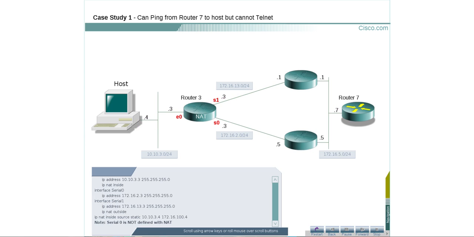Why does ping work? A router sending an ICMP echo looks for an ICMP echo reply which has the same ICMP identifier value of the ICMP echo request. If it receives one, then the ping is successful. It doesn't matter what the source IP address of that packet is. In this case, the solution is quite simple. Enable NAT on serial 0 of the NAT router. Or make sure that the path from the host to router 7 goes through serial 1.